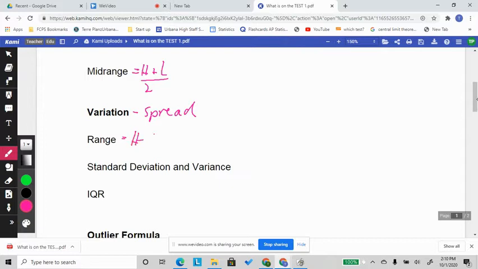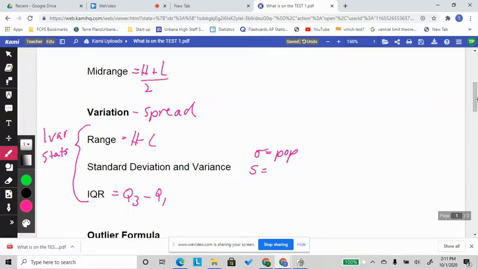Range, high minus low. Standard deviation and variance, though mostly we just talk about standard deviation. And IQR. IQR is Q3 minus Q1. Once again, to find any of these, you go to 1-var stats, and it'll give you the high and low, and you can just subtract. It will give you 2 standard deviations. It'll give you this standard deviation if the data set is a population, and it'll give you this standard deviation, S, if the data is a sample. And you must decide whether your data is a sample or a population.